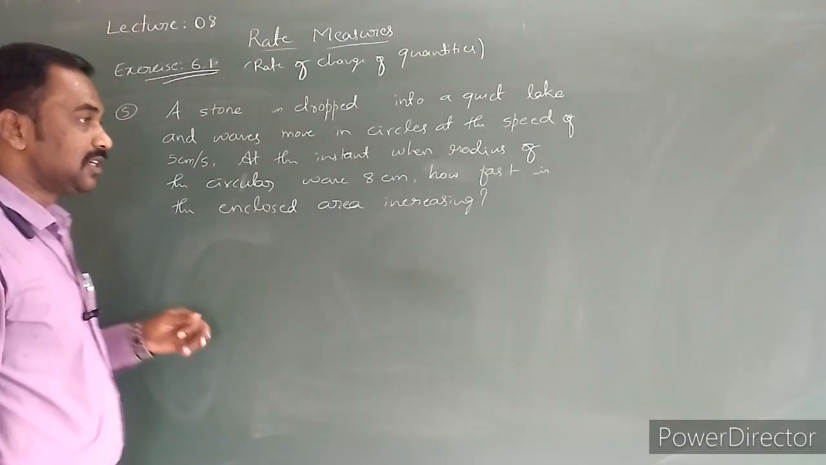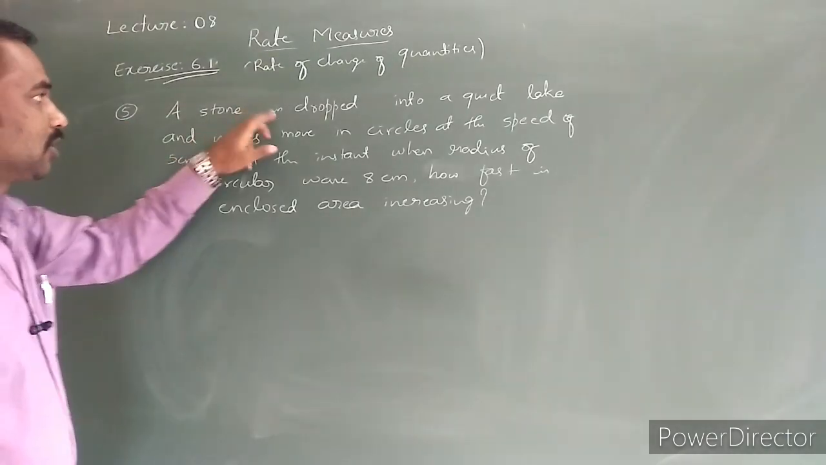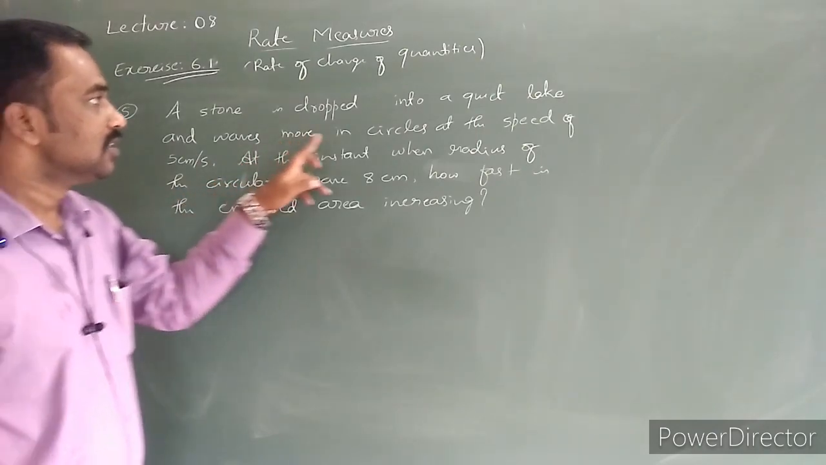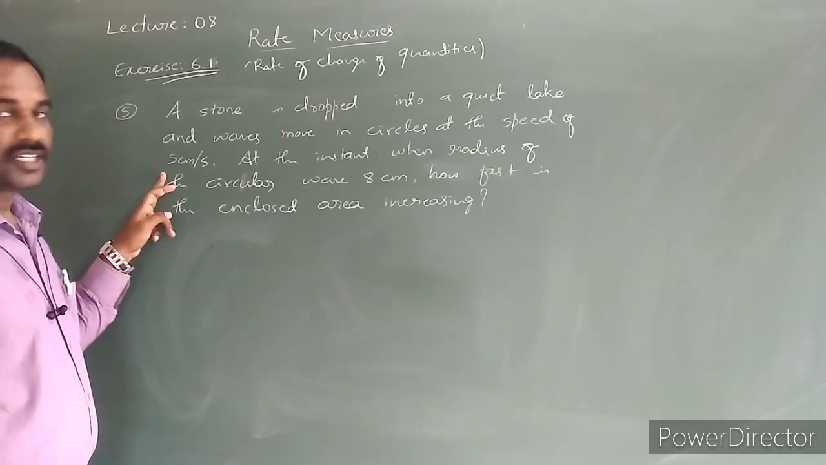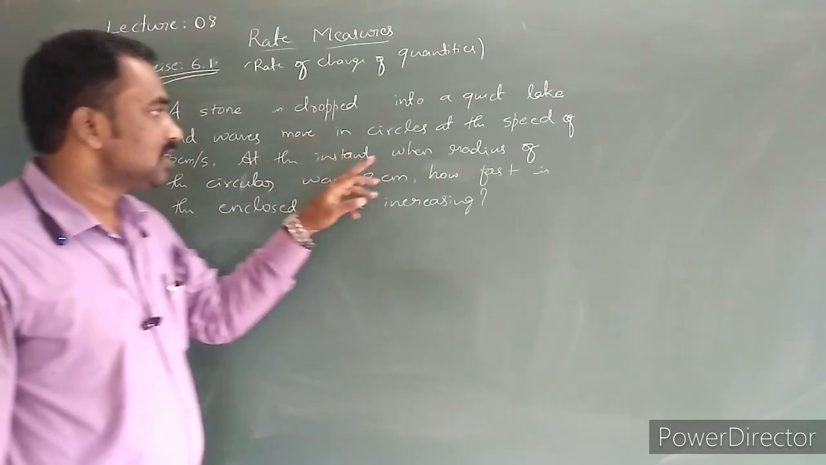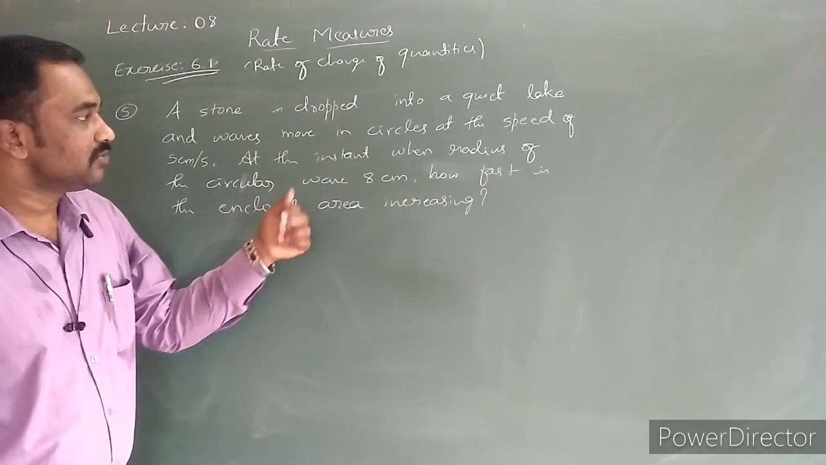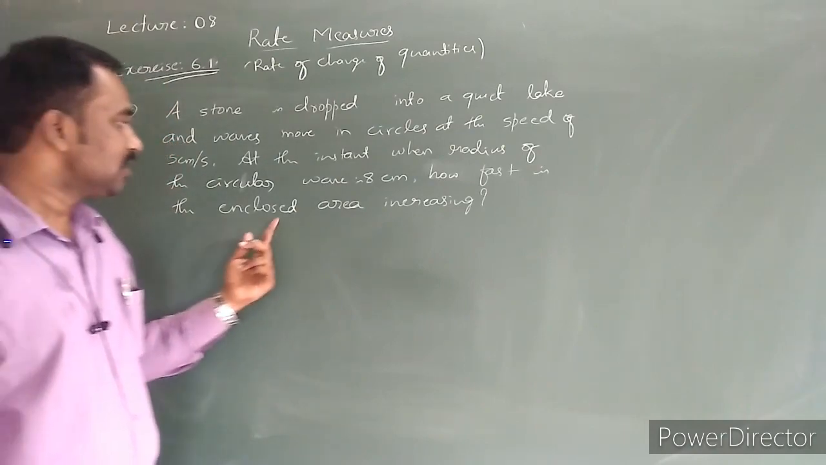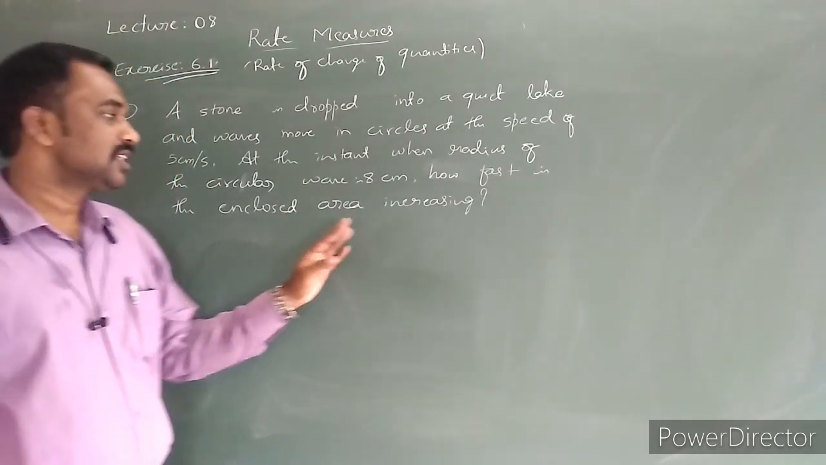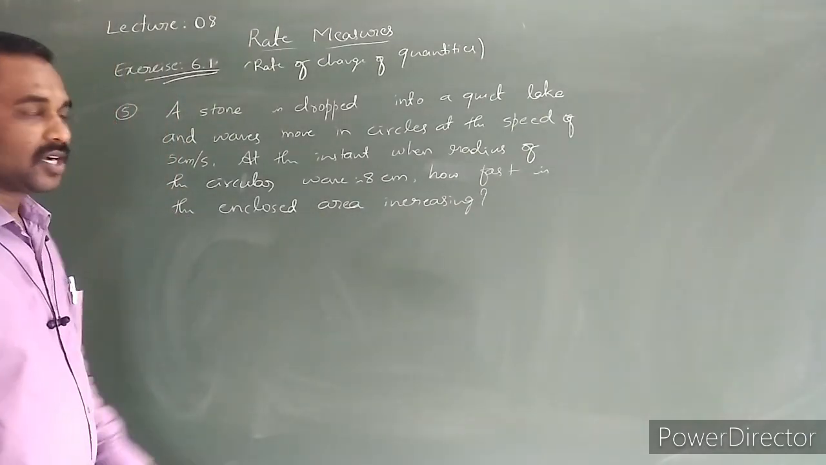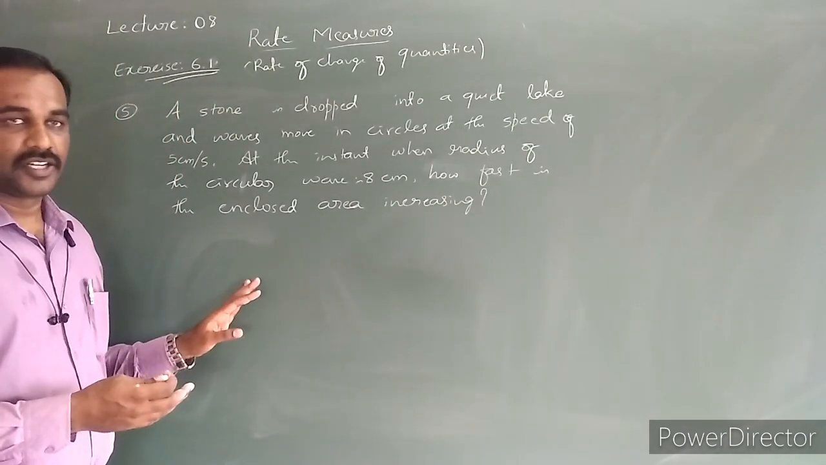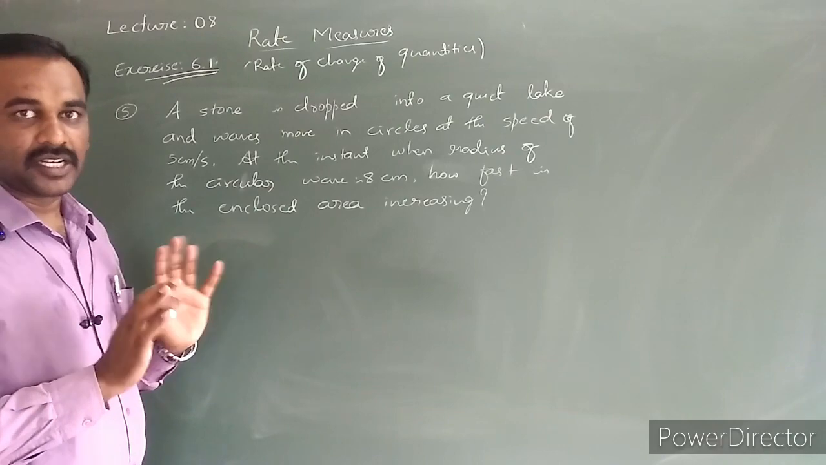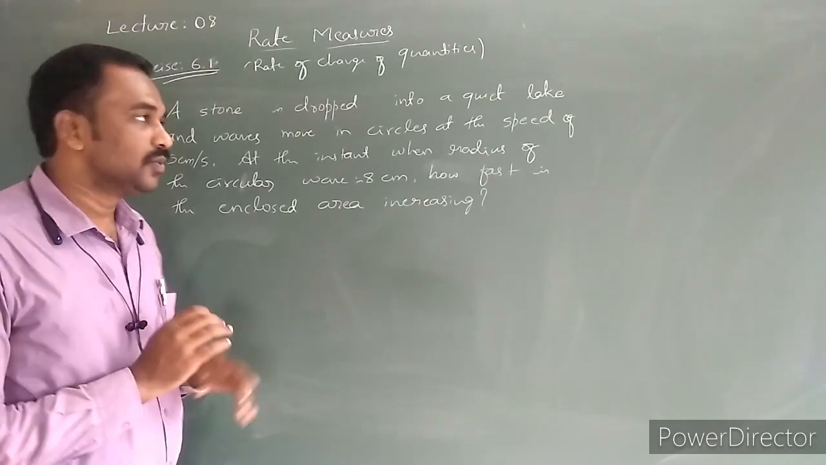Now the next one: a stone is dropped into a quiet lake and waves move in circles at the speed of 5 centimeter per second. At the instant when the radius of the circular wave is 8 centimeter, how fast is the enclosed area increasing? A quiet lake means you already know the lake is quiet. There is no disturbance for the water.